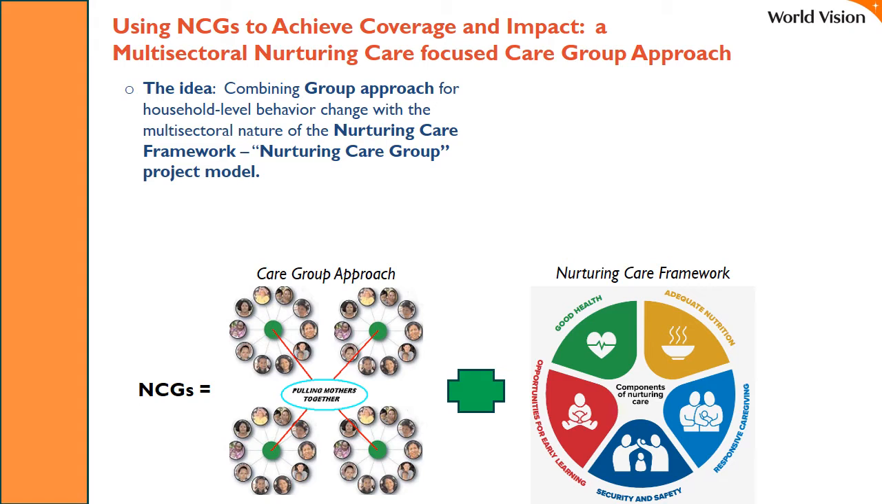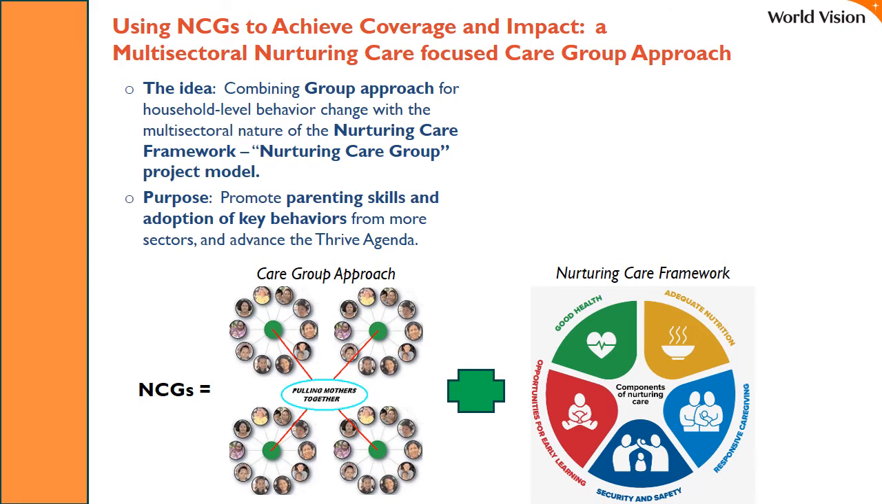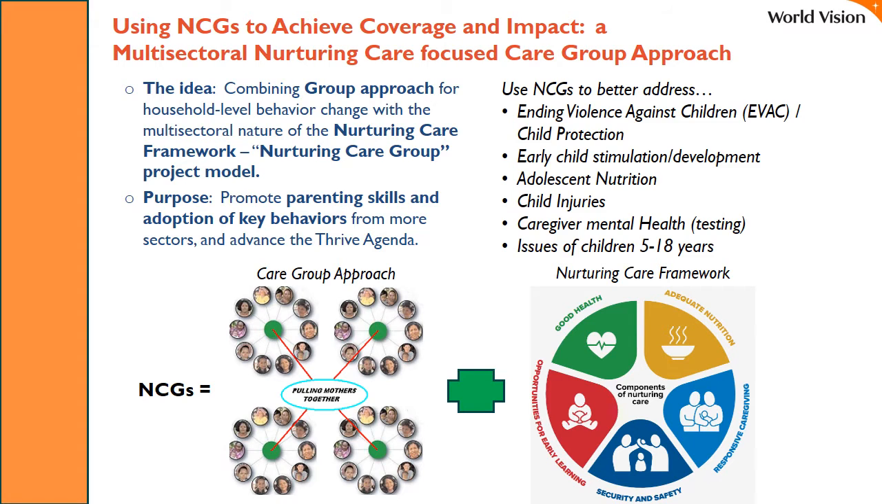The purpose of the model is to promote basic parenting skills and adoption of key behaviors from 4 out of our 5 World Vision sectors, including child protection. One of the reasons we're trying to use this model is that it allows us to work further back in the chain of causation of child deaths and malnutrition and to better address the neglected issues to improve child well-being. In particular, we need to reduce harsh punishment of children and child marriage, since a 10% reduction in child marriage can contribute to a 70% reduction in the maternal mortality ratio.